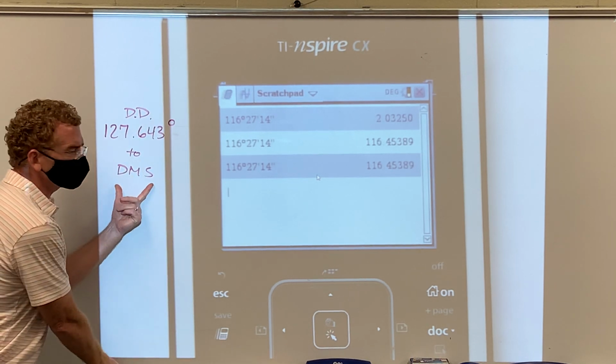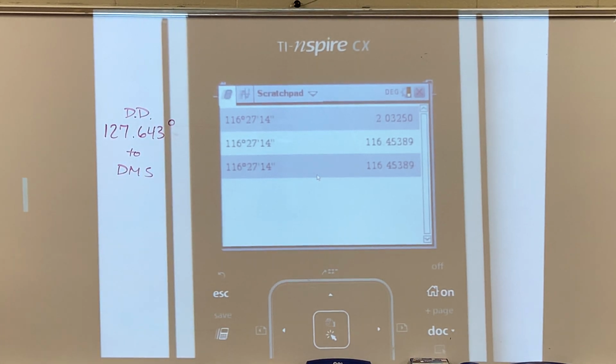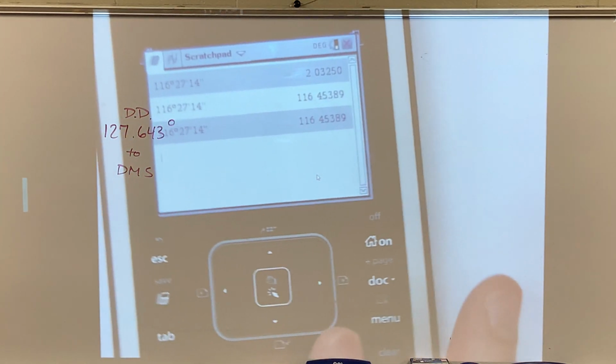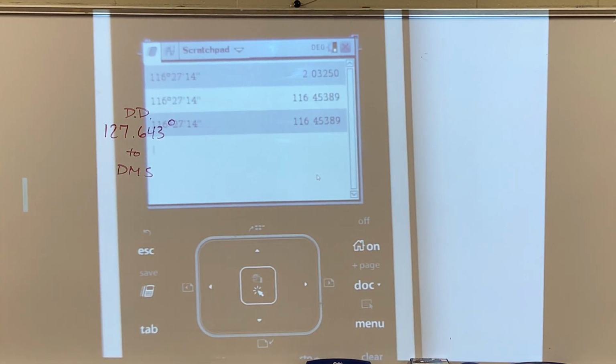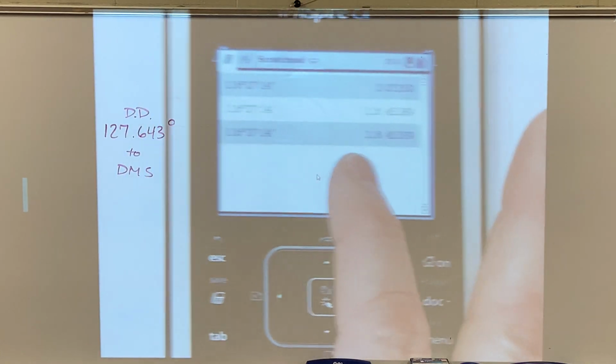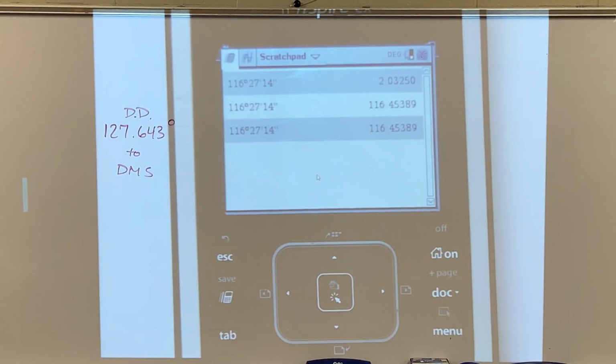So if I want to go to degrees, minutes, seconds, that one also is in there, but it's on the right side of the book. So check this out. I'm going to enter 127.643.